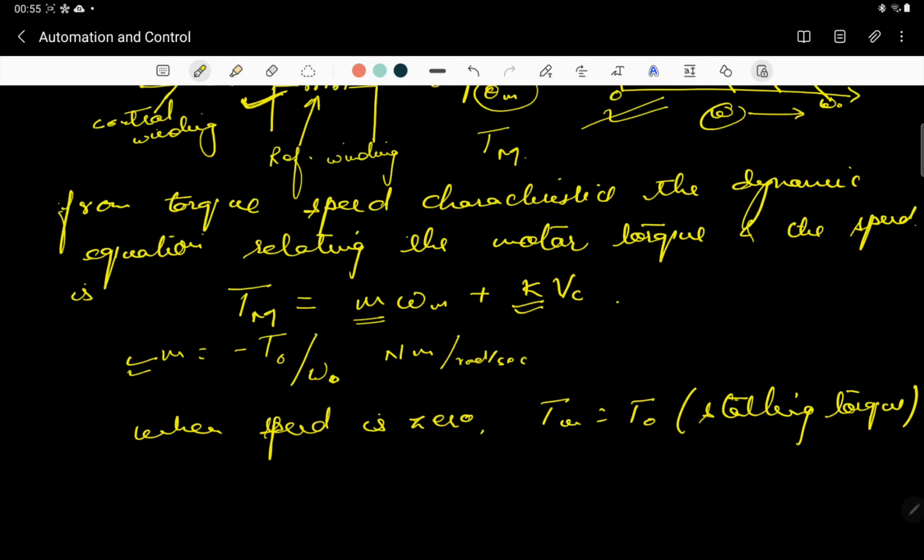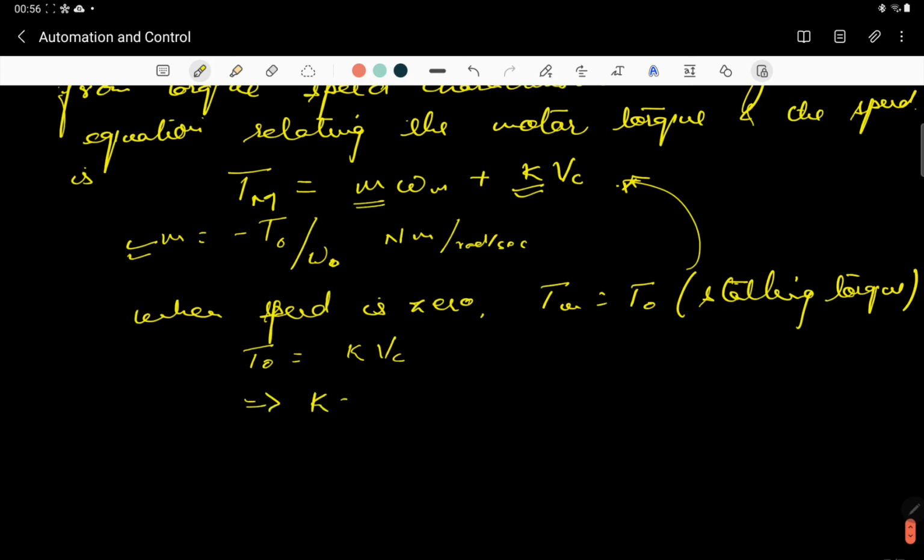Stalling torque is simply the torque when your motor stops running. As you can see from the characteristic, when your speed becomes 0, it gives Tm equals T naught. So it is called stalling torque when your speed becomes 0. In this equation, if you put this, then you should get T naught equals K Vc, and it will give you the value of K. So K will be equal to T naught divided by Vc. It is expressed in Newton meter per volt.